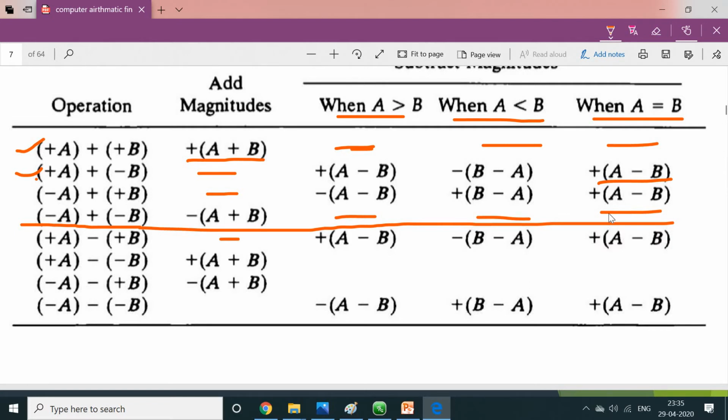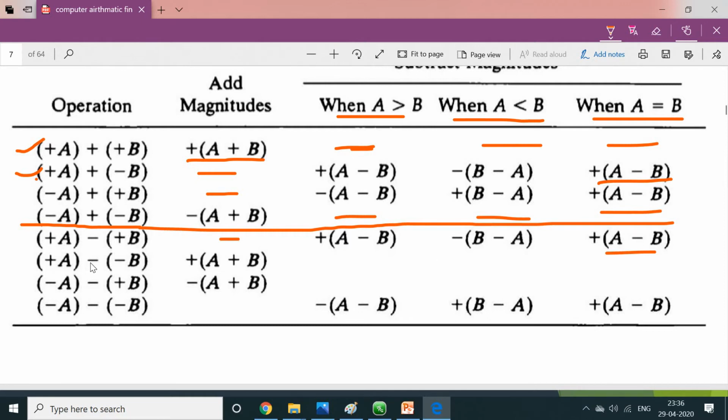minus. Coming to a equal to b, a minus b, this is common for all the cases because both are equal. A value, b value both are equal. Plus 5, for example, plus 5 minus plus 5. So plus 5 minus plus 5, so that minus and plus goes to minus. 5 minus 5, so that is equal to, once again, 0.